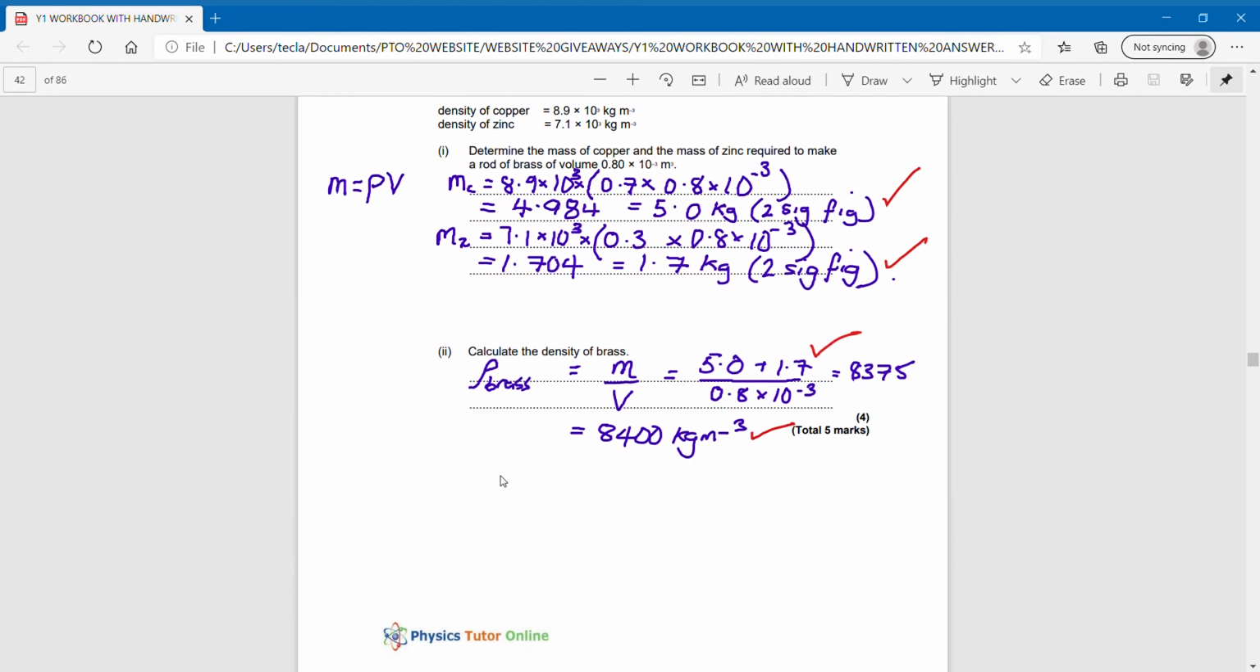B part 2. Calculate the density of brass. So density of brass is the mass of the brass divided by the volume. So the masses we've just calculated, copper 5 and zinc 1.7, add those together, and divide that by the volume, which is 0.8 times 10 to the minus 3, given in the question. So that gives us 8,375, or 8,400 kilograms per meter cubed.